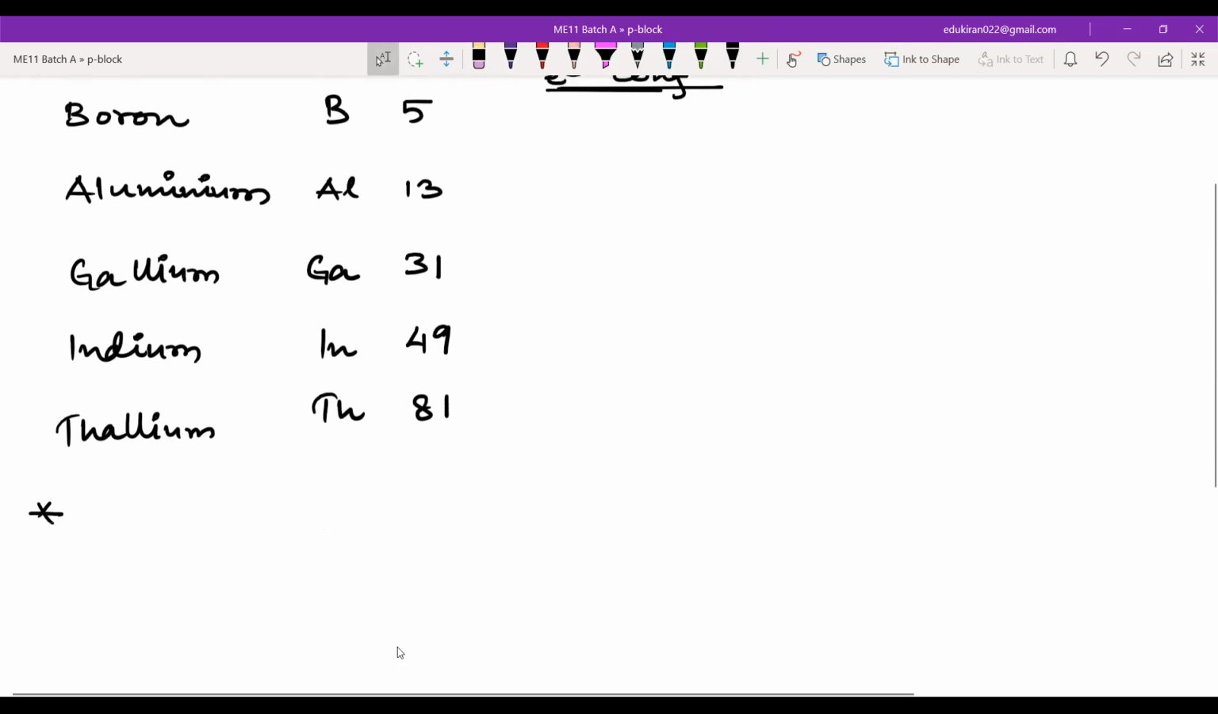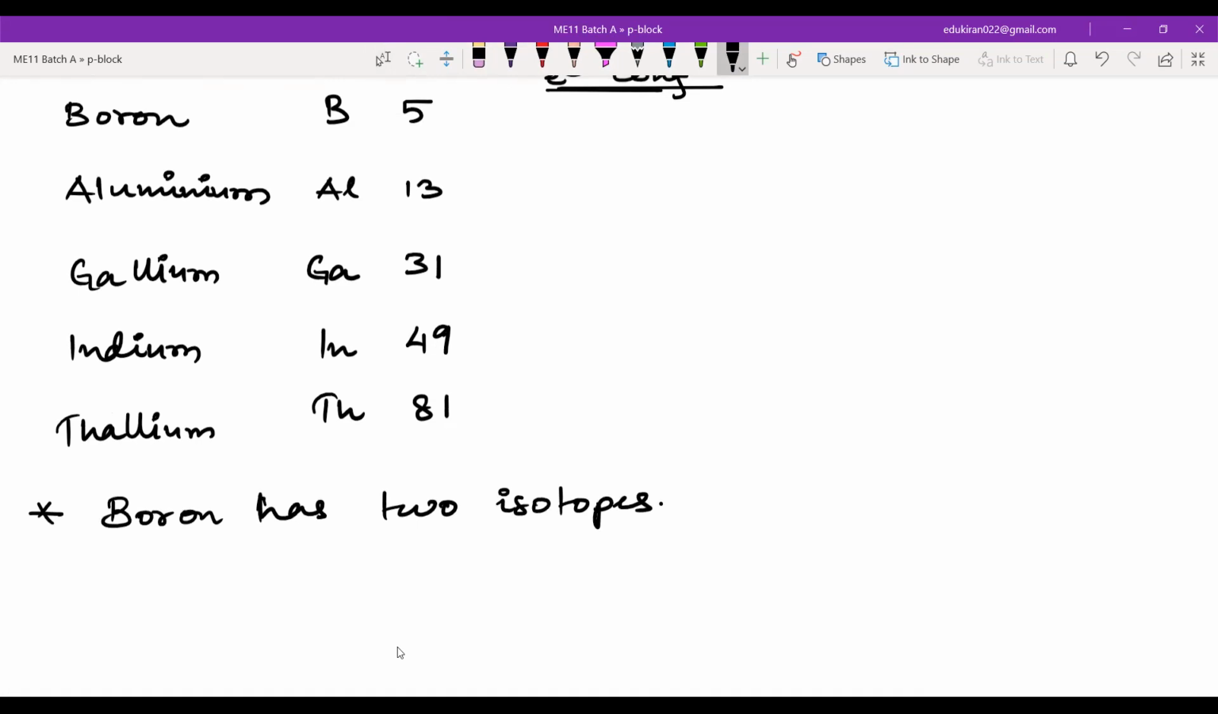The first point regarding boron is that boron has two isotopes. One of them has an atomic mass of 10 and an abundance of 19%. Then we have boron-11, and the abundance of this boron is 81%. Okay.